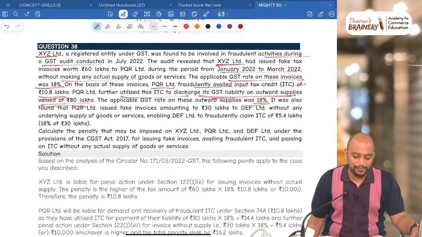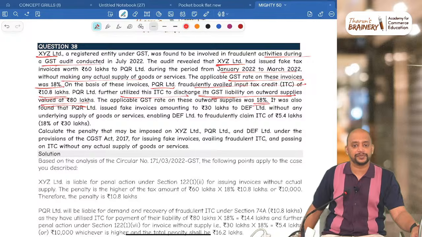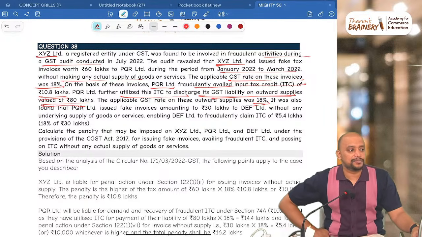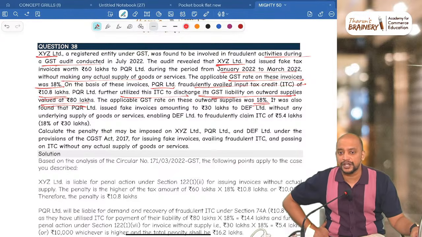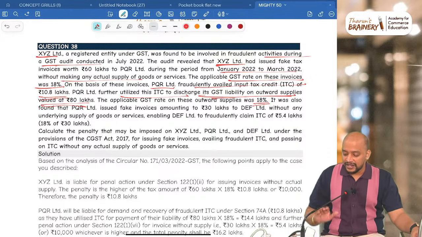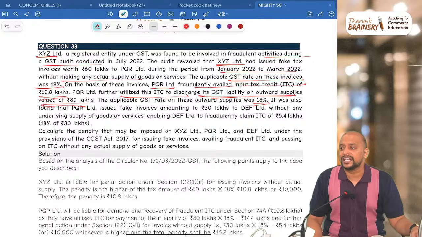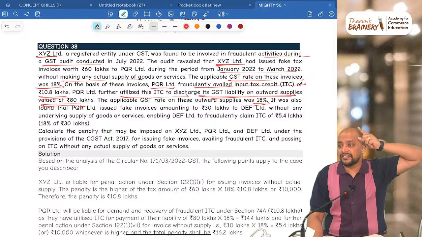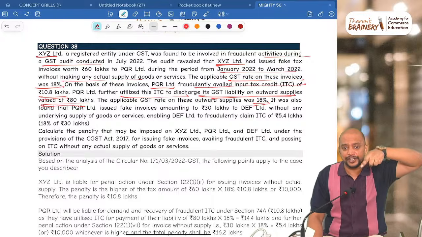Now what they did, 10.8 lakhs they utilized for payment of GST on their outward supply. What is their outward supply? 80 lakhs into 18%. How much? 14.4 lakhs, which means the entire 10.8 lakhs they would have utilized. Correct? Now there will be recovery of 10.8 lakhs under 74A, because to that extent they did not pay tax.